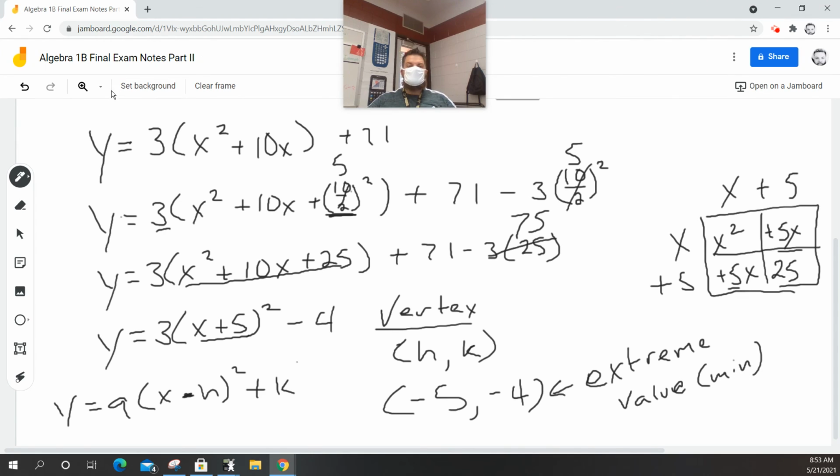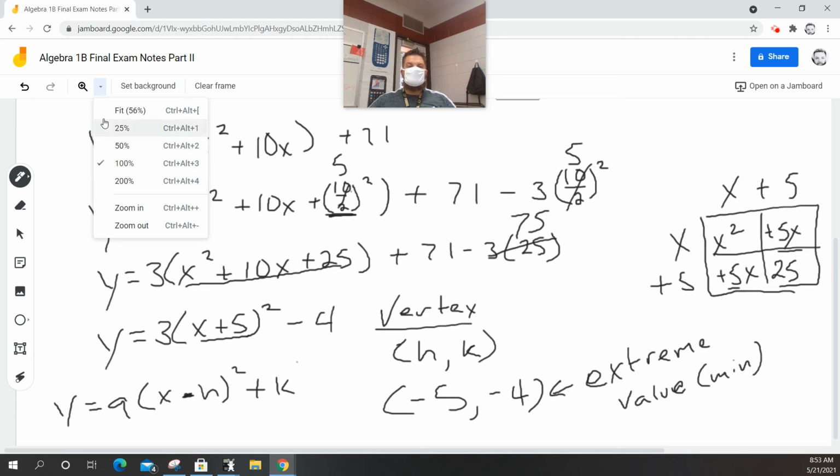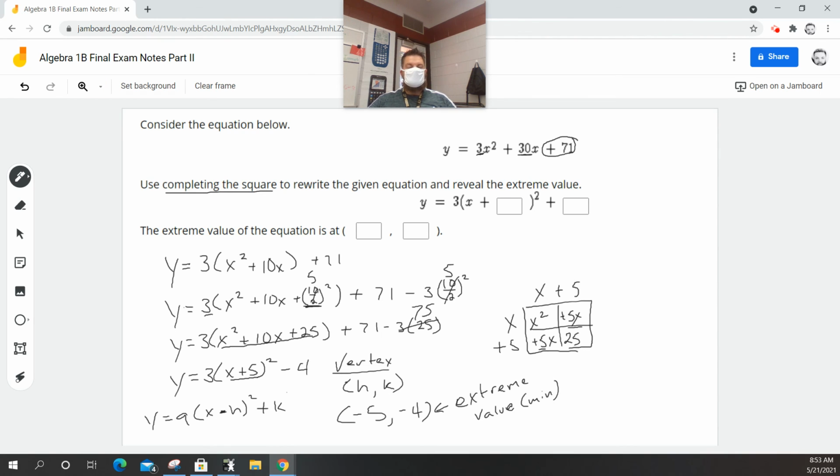So let me zoom out so you can see the whole thing in the snapshot. So then what do I put here? I'm just going to put 5. And then what do I put in the second box? Negative 4. And then my extreme value is negative 5, comma, negative 4.